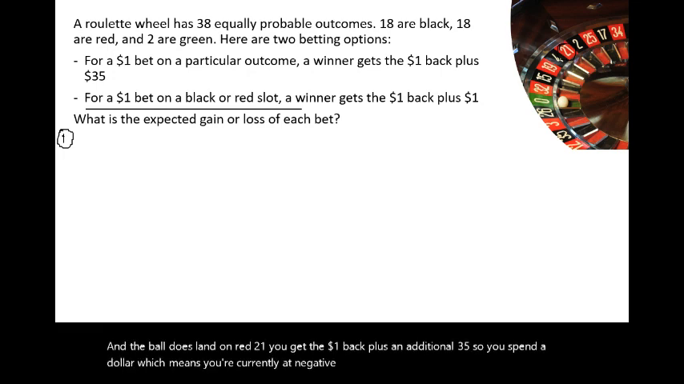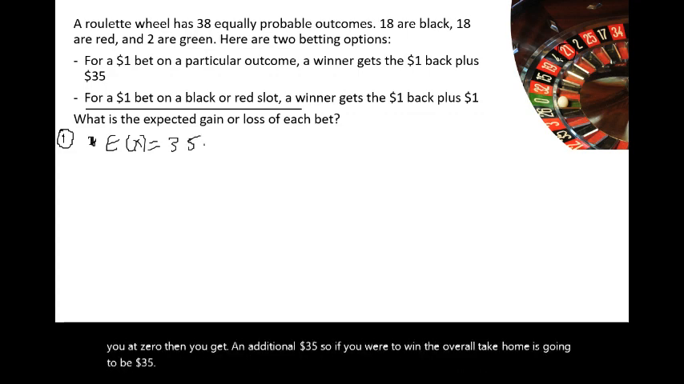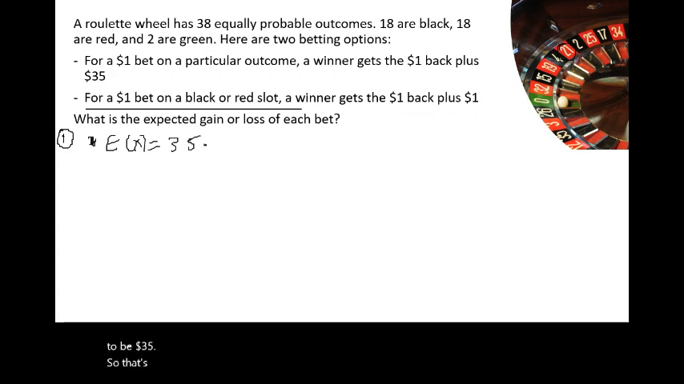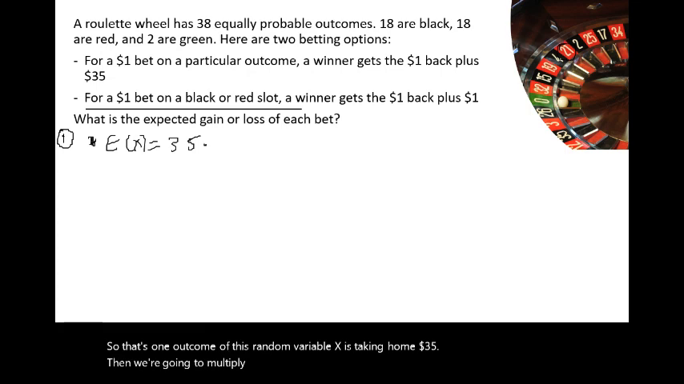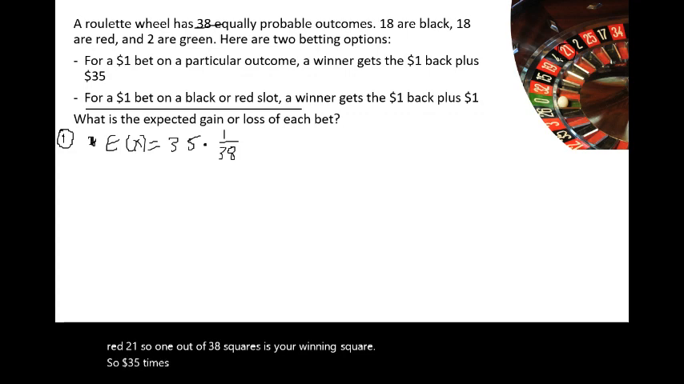Then you get the dollar back, which puts you at 0. Then you get an additional $35. So if you were to win, the overall take home is going to be $35. So that's one outcome of this random variable x, is taking home $35. Then we're going to multiply it by the probability of winning. Now there is only one square that's red 21, so 1 out of 38 squares is your winning square. So $35 times 1 out of 38, which is the probability of winning.